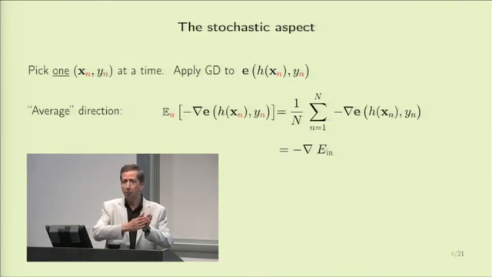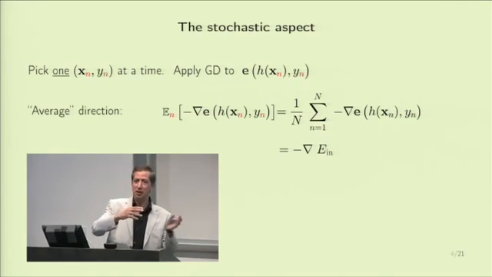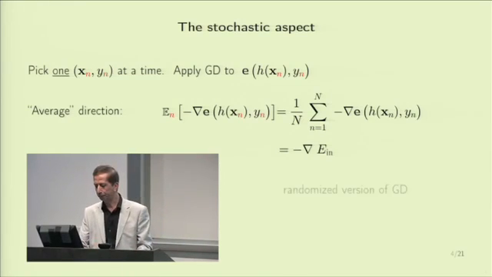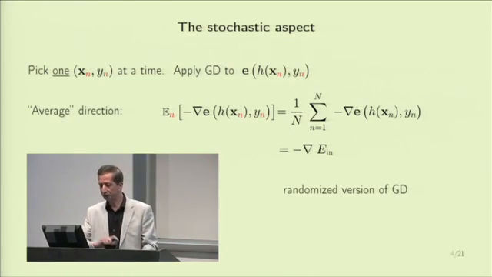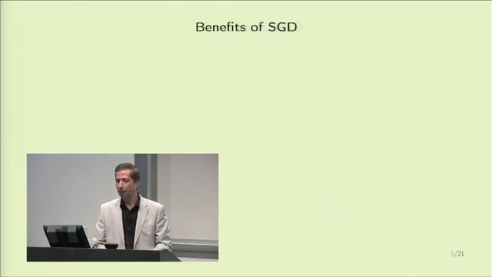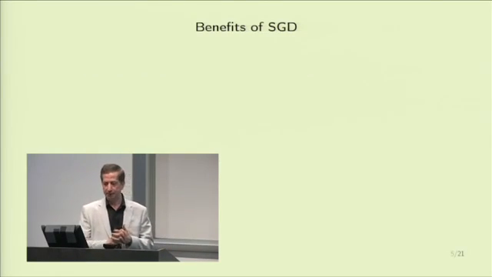Okay? So the hope now is that by the time you did it a lot of times, the noise will average out, and you actually will be going along the ideal direction. Okay. So it's a randomized version of gradient descent, and it's called stochastic gradient descent, SGD for short. Okay. Now let's look at the benefits of having that stochastic aspect.